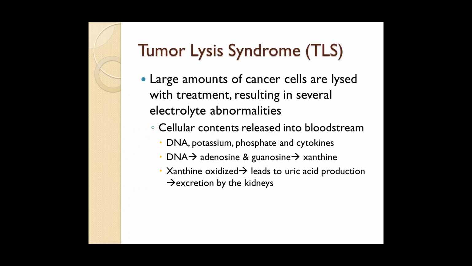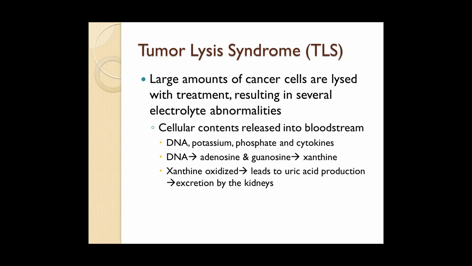Okay, our next metabolic oncologic emergency is tumor lysis syndrome, or TLS. Tumor lysis syndrome results when large amounts of cancer cells are lysed with the initiation of anti-neoplastic therapy. This results in several, sometimes severe, electrolyte abnormalities. These cellular contents that are released into the bloodstream when cancer cells are lysed include DNA, potassium, phosphate, and cytokines.